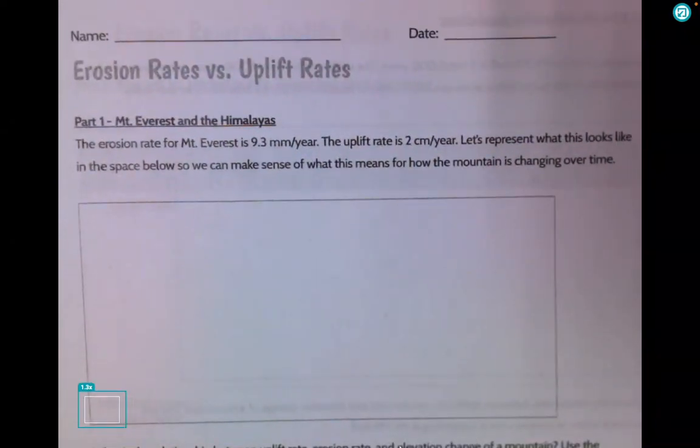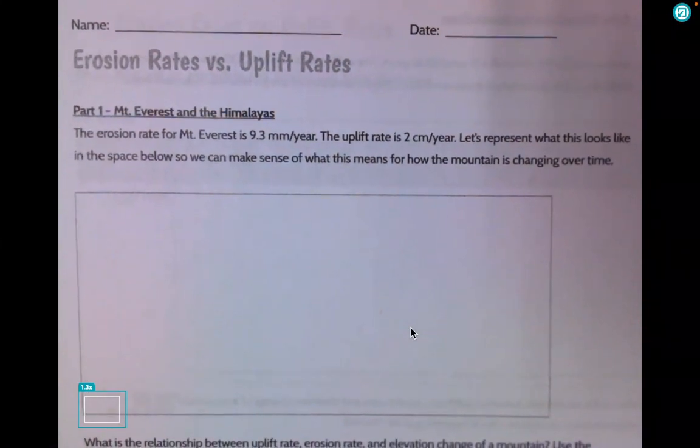Yesterday we were looking at the erosion rates of Mount Mitchell and Mount Everest. And today we want to take a little deeper look at what's going on there. So in the downloads is this form, so you can follow along and fill it in. A lot of the stuff you can just copy what we're doing.